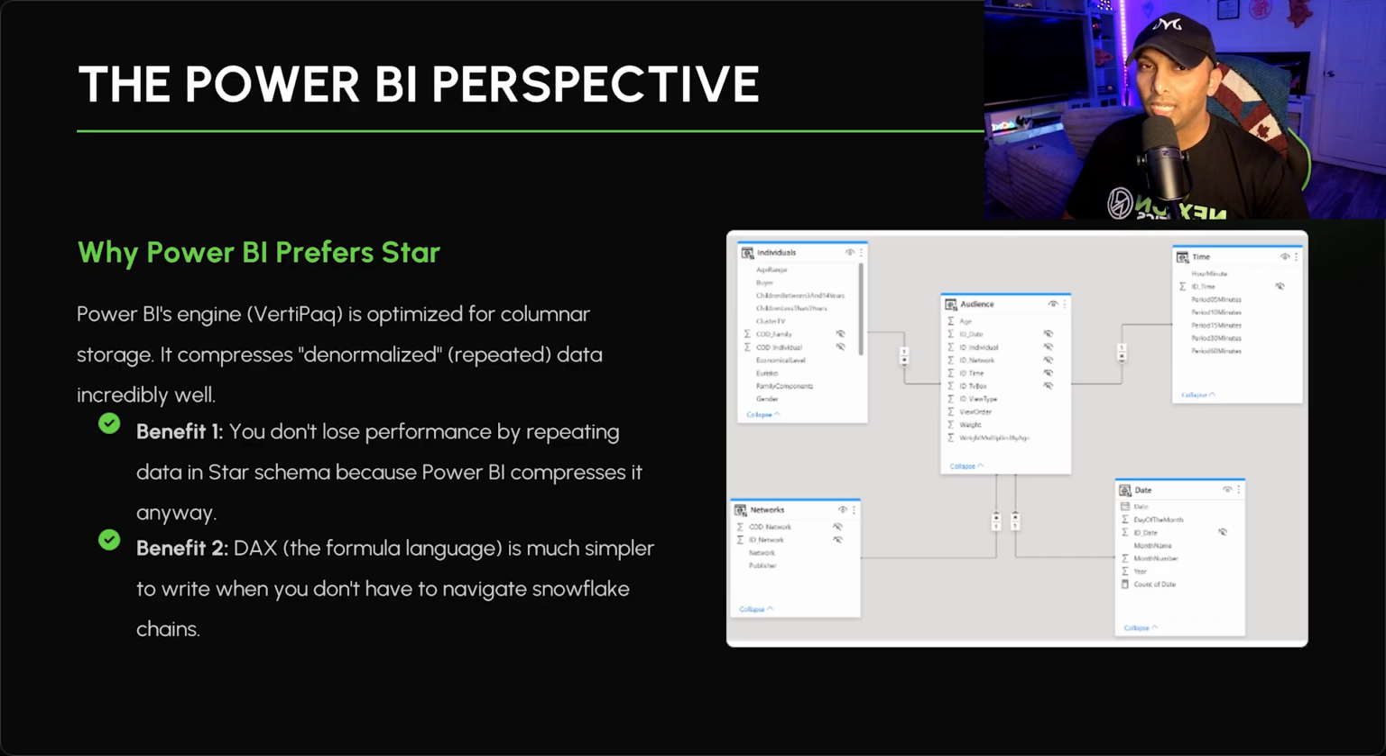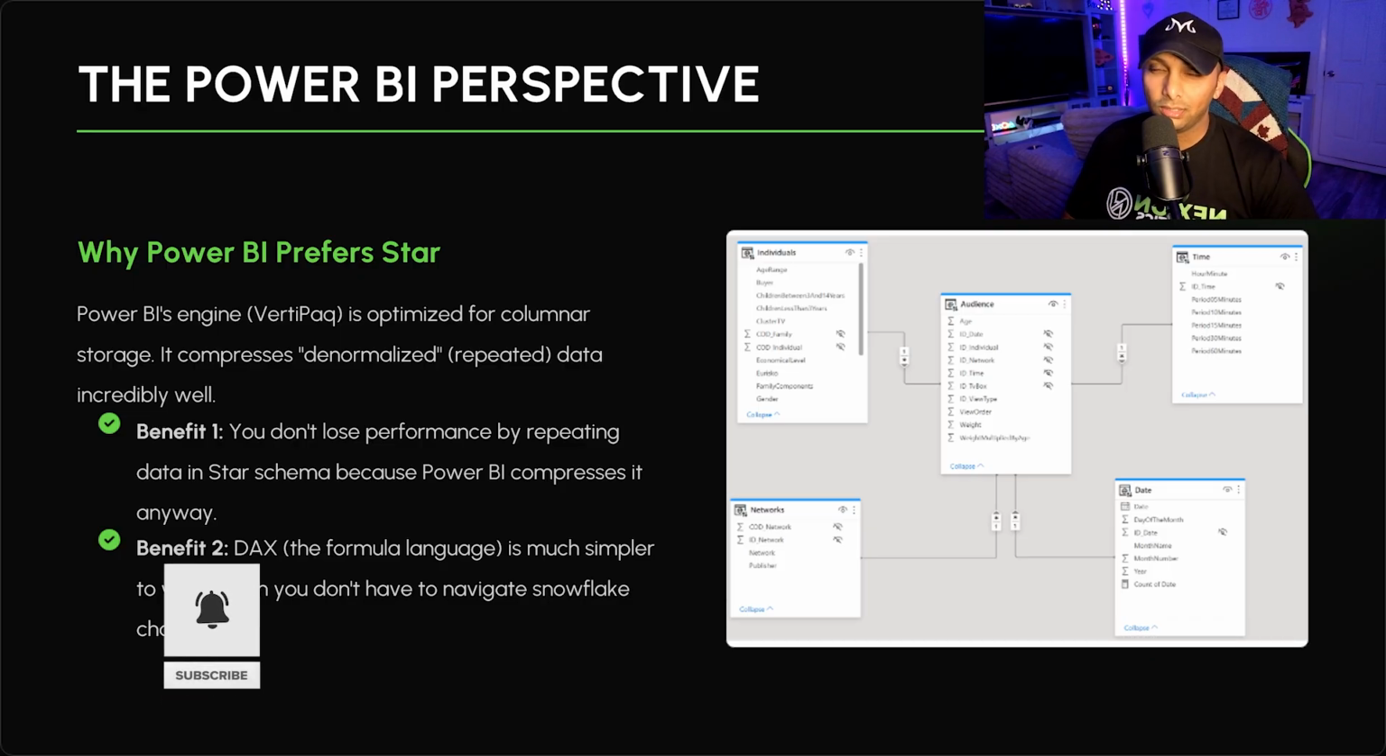Now, from the Power BI perspective, it runs on the VertiPaq engine. So it's built to compress repeated data, therefore the storage penalty of the Star Schema is effectively nullified by the engine's compression. However, it's not optimized for hopping across multiple tables. So if we force Power BI to use a Snowflake Schema, we force the DAX formula engine to perform expensive lookups for every single calculation.